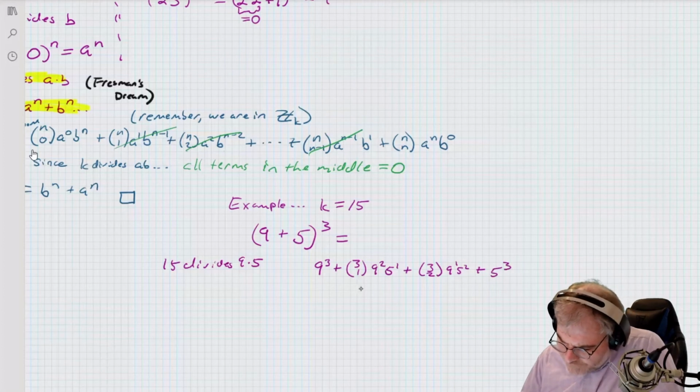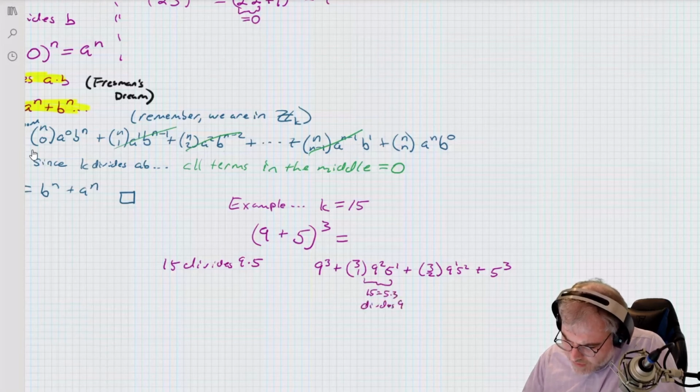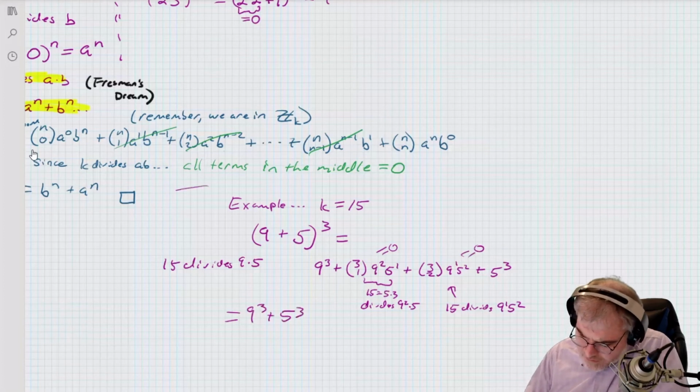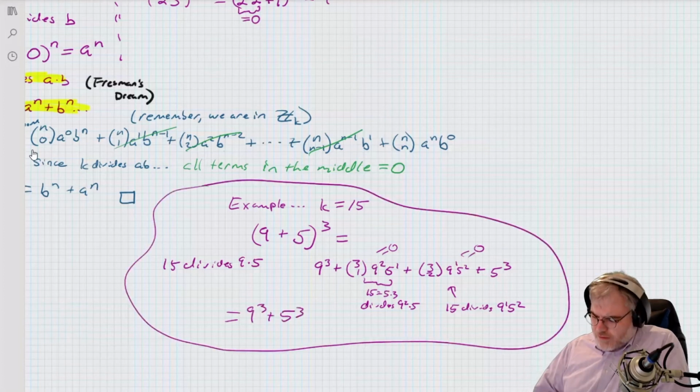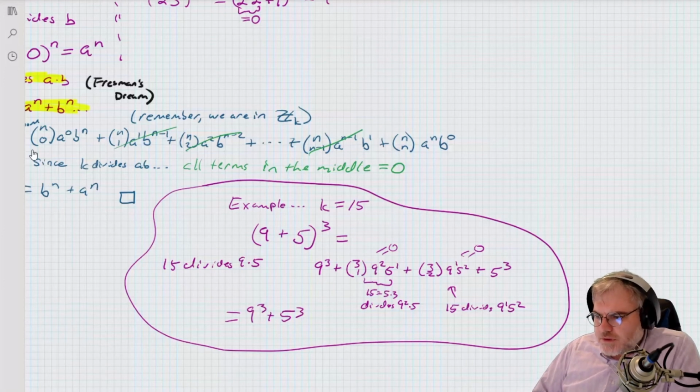Now this number 15, which equals 5 times 3, divides 9 squared times 5. This number 15 also divides 9 to the first times 5 squared. So these terms are both 0, and all I'm left with is 9 cubed plus 5 cubed. How do we feel about that, rules 1 to 5?